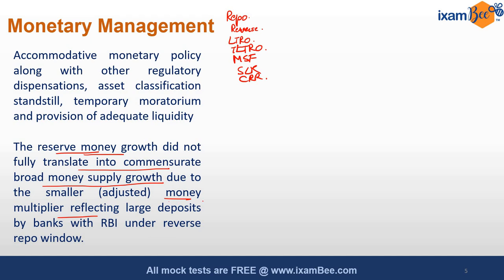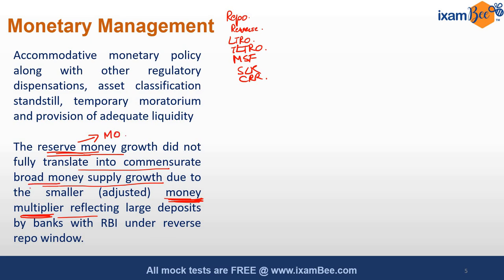So there are few terms that you should be very much conceptually clear. Money multiplier, what is meant by money multiplier? What is reserve money? So there are certain monetary aggregates which are used to define the monetary supply. Reserve money is more commonly the base money or given by M0.